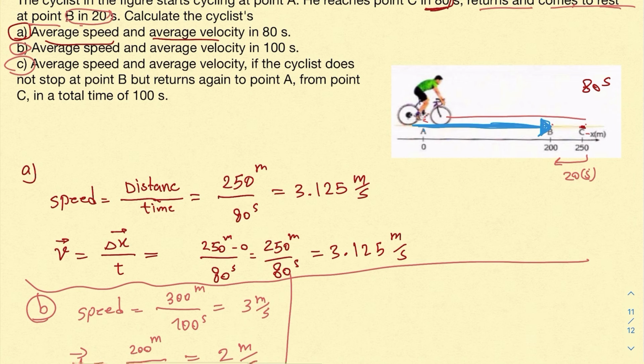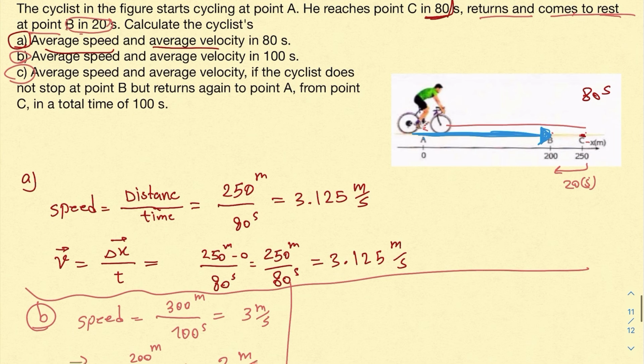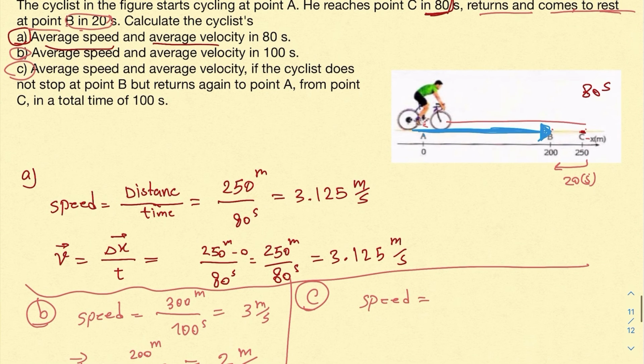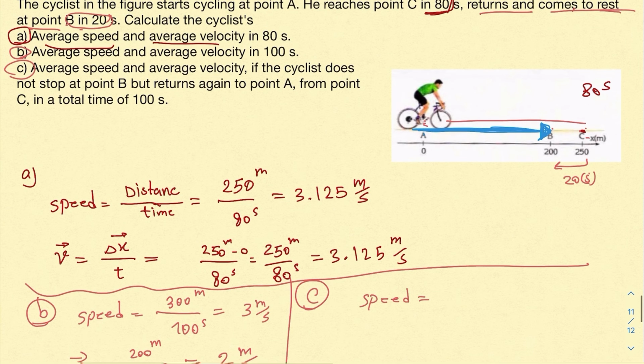Average speed and average velocity if the cyclist does not stop at point B but returns again to point A from point C in a total time of 100 seconds. So again, I will write part C here. I will write speed is equal to and velocity is equal to.